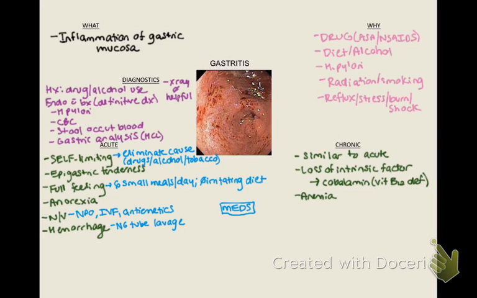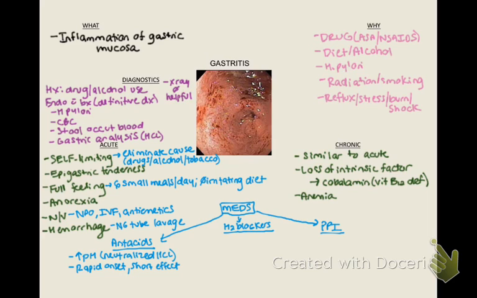So here are your meds: your antacids, your histamine blockers, and your proton pump inhibitors. Antacids work by raising the pH. They neutralize the hydrochloric acid. Like I said, they have a rapid onset and short effect. You want to use these as adjunct therapy with your H2 blockers and your PPIs. It's recommended to take them on an empty stomach or after meals for longer effectiveness.